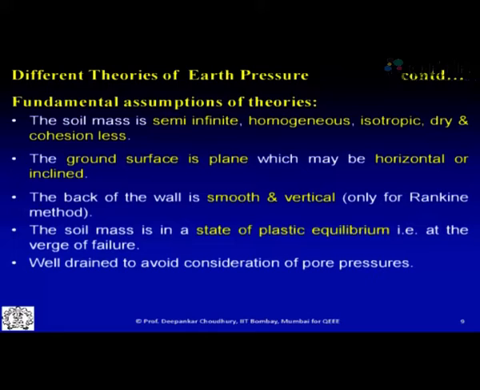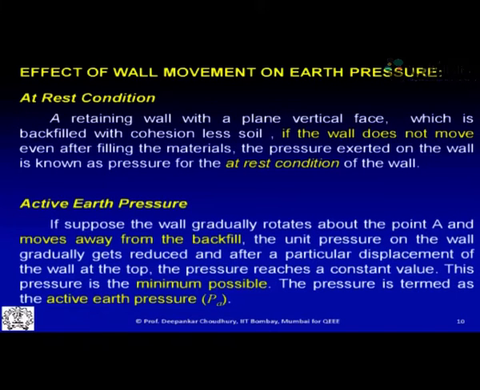So well drained, to avoid consideration of pore pressure, is an inherent assumption in deriving the earth pressure theories, and if it is not, then additional pressure due to water needs to be considered. Now, as I have already mentioned, there are three different types of earth pressure. First, the at rest condition: when a retaining wall with a plain vertical face is backfilled with a cohesionless soil, and the wall does not move even after filling the material, then whatever pressure the soil exerts on the wall is known as at rest earth pressure acting on the wall.